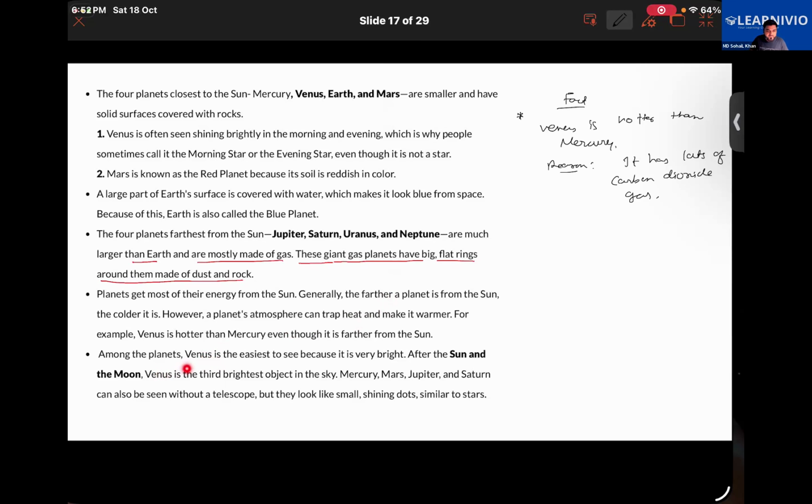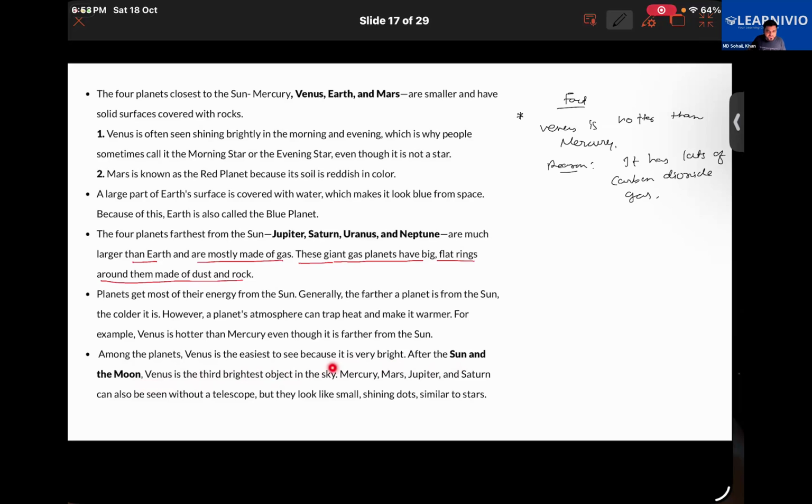Among the different planets, Venus is the easiest to see because it is very, very bright. After the sun and the moon, Venus is the third brightest object in the sky. The brightest object in the sky is the sun. After that comes the moon that you see during the night. The third brightest object in the sky that you get to see is Venus.